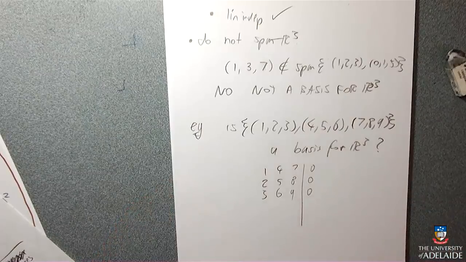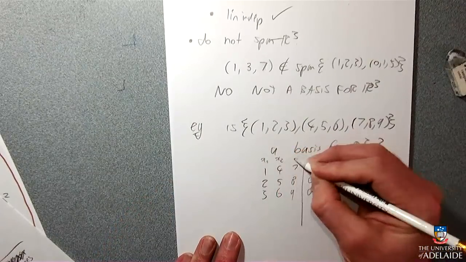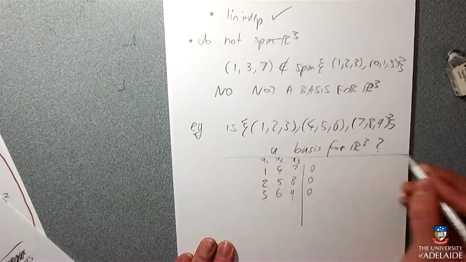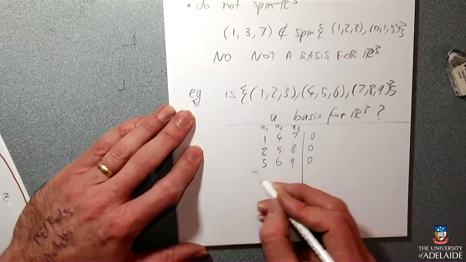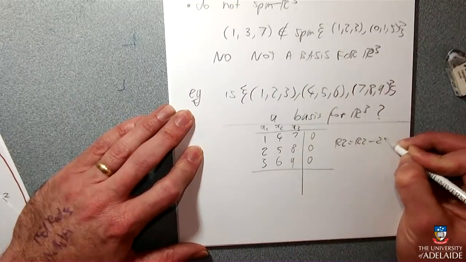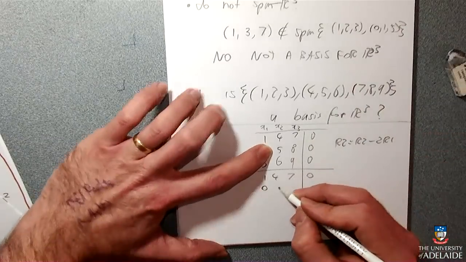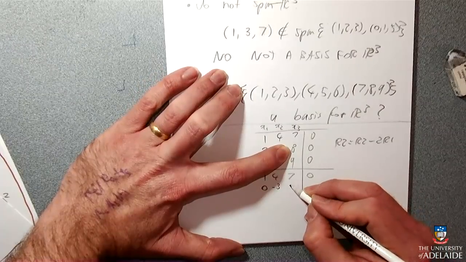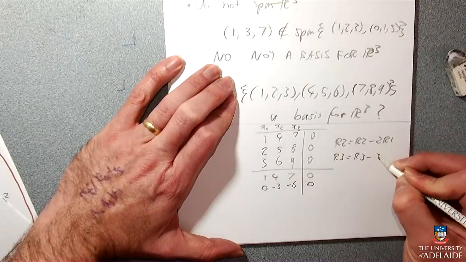Technically there's a 0, 0, 0 here, because what you're trying to see is if x1 times this vector plus x2 times this vector plus x3 times this vector is equal to 0, and seeing if there's more than one solution for that. And so you could row reduce and see what you get. So row 2 minus 2 of row 1. And row 3 is row 3 minus 3 of row 1.